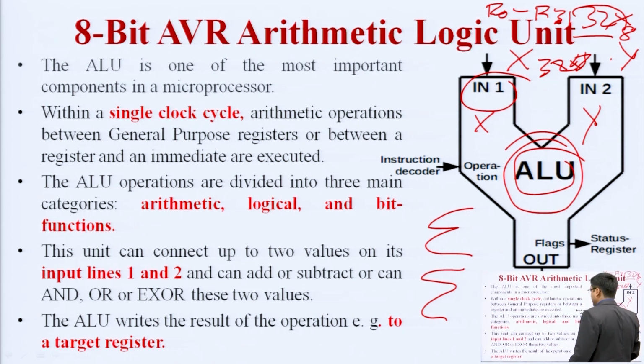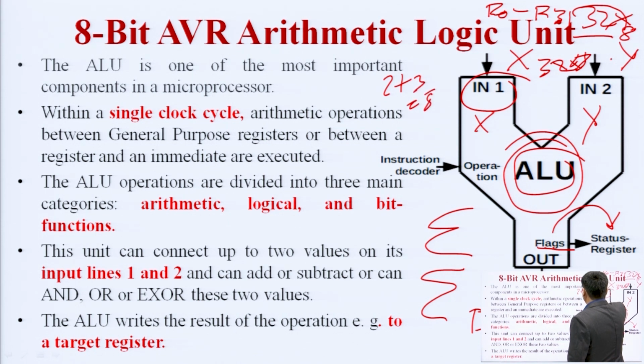Arithmetic operations, as we have seen, include addition, subtraction, multiplication, division. After we do some ALU operations, a carry may be generated, and it will be indicated by the flags. Flags represent the status of the ALU operations. The output, the target register, holds the result. For example, if we add 2 plus 3, 5 is generated, and this 5 will be stored in the target register.